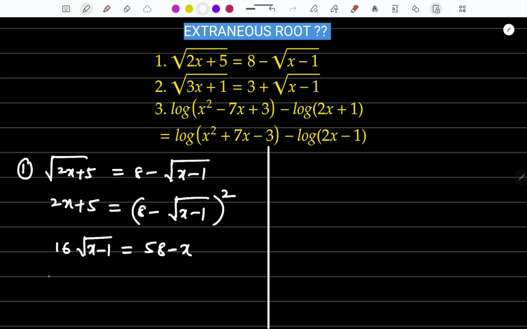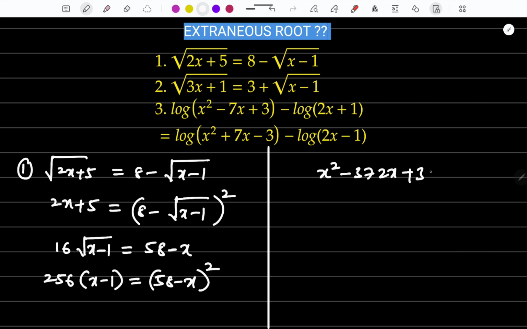Again let us do squaring on both sides. If you do squaring on both sides again, you will get 256 into x minus 1 equals 58 minus x whole square. On further simplification, you will get a quadratic equation, that is x square minus 372x plus 3620 equals 0. These calculations you can generally do on your own. These are pretty easy. Now you have a quadratic equation. If you solve this quadratic equation, you will get 2 roots. They are 10 comma 362.